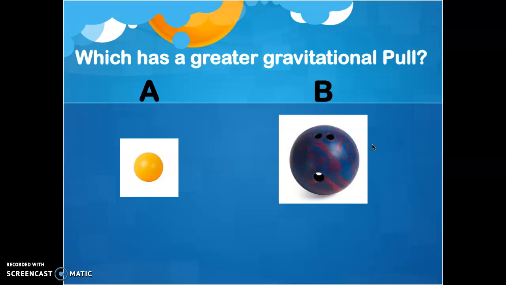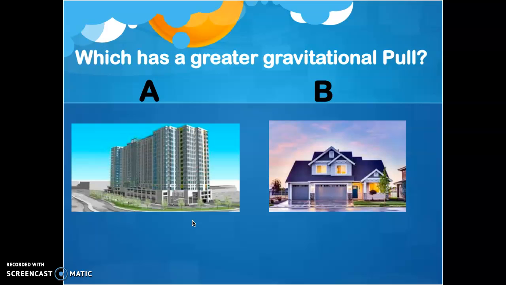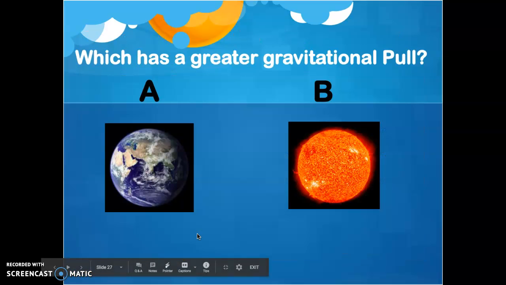Go ahead and pause. All right, this one's easier because there's less reading. This is the larger object. It has a greater gravitational force. Go ahead and pause. Okay, and again, though the pictures are the same size, this is obviously a much larger cat. So A has the greater gravitational pull. And pause. Okay, so the larger building has the greater gravitational pull. I'm going to skip through a couple of these.